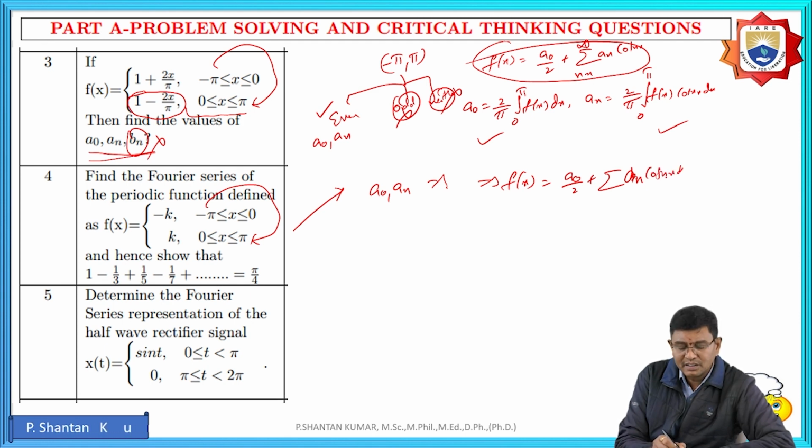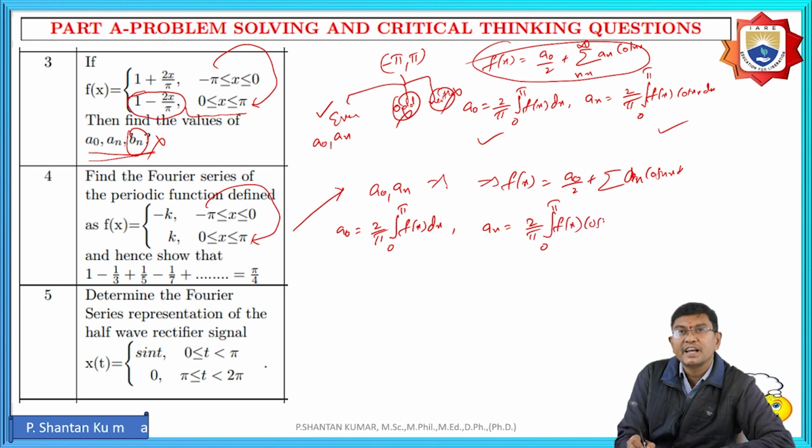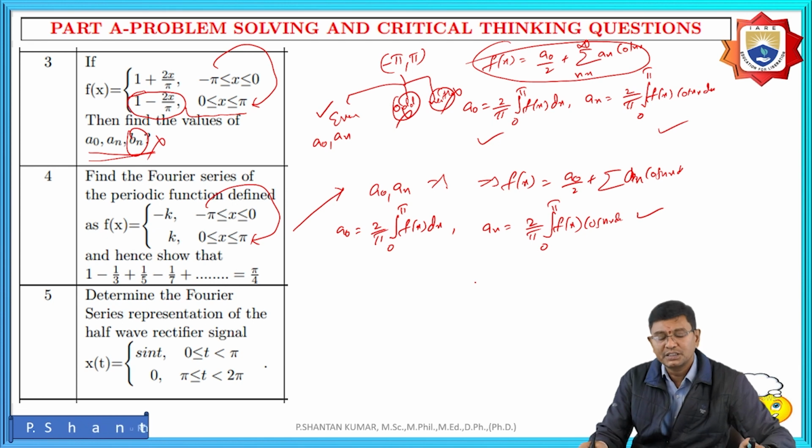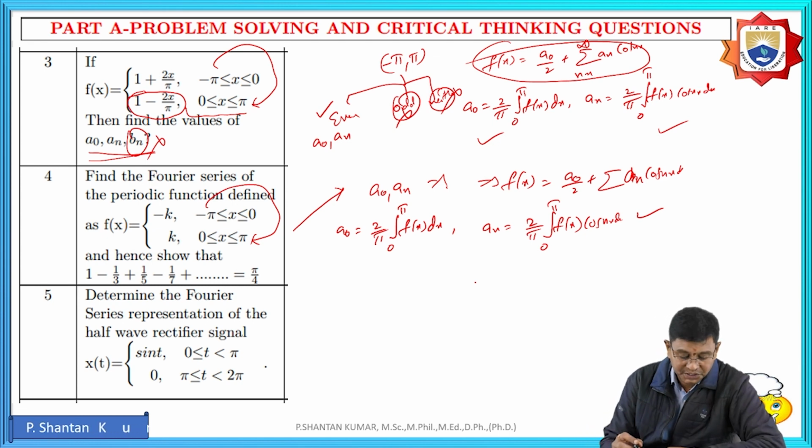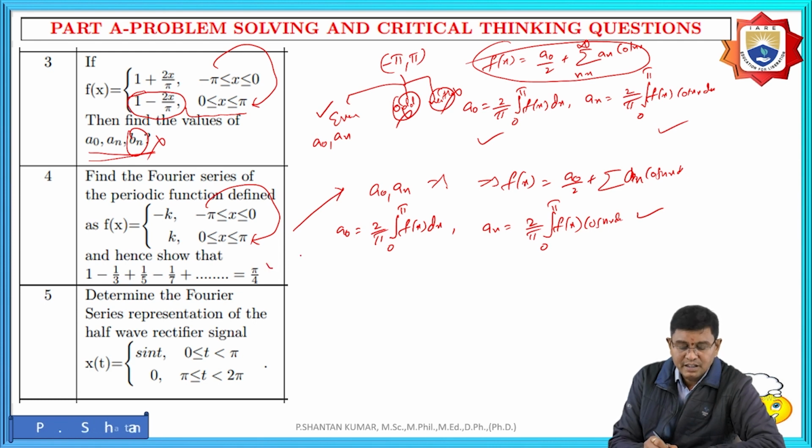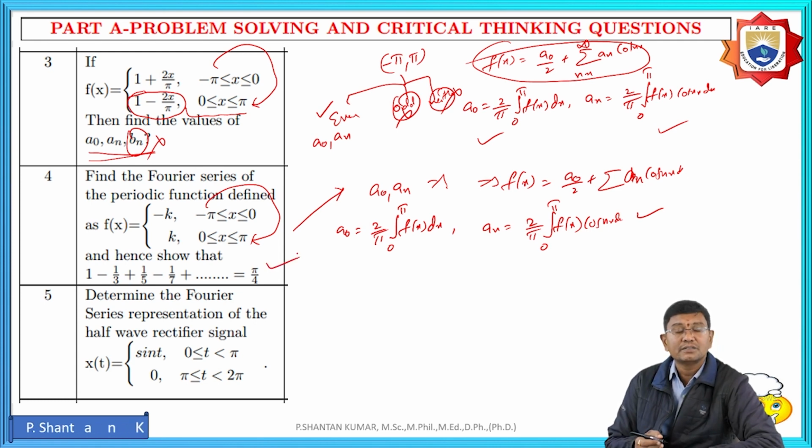And here the value of a naught is nothing but 2 by pi integration 0 to pi f of x dx, and a n is 2 by pi integration 0 to pi f of x into cos nx dx. With the help of these two formulas, we find the solutions, and after getting them, we replace them in the required series and deduce the series.